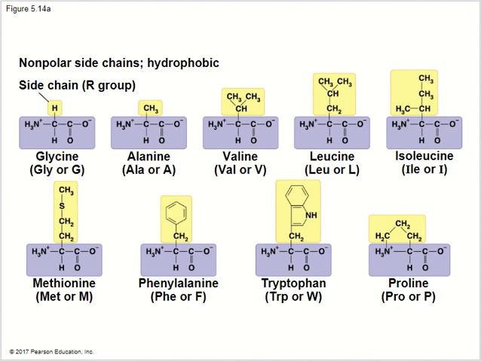While there are 20, we'll go through the different types of naming. There's the full name, there's the 3-letter abbreviation, and then there's the single-letter abbreviation. Glycine, GLY or G, alanine, ALA or A, valine, VAL or V, leucine, LEU or L, isoleucine, ILE or I, methionine, MET or M, phenylalanine, PHE or F, tryptophan, TRP or W, proline, PRO or P. These are examples of the amino acids with non-polar side chains that are hydrophobic.